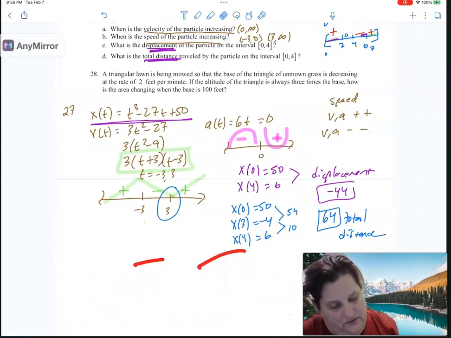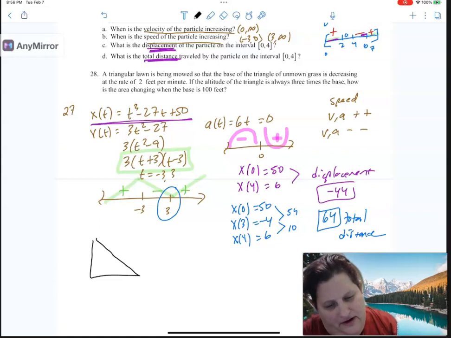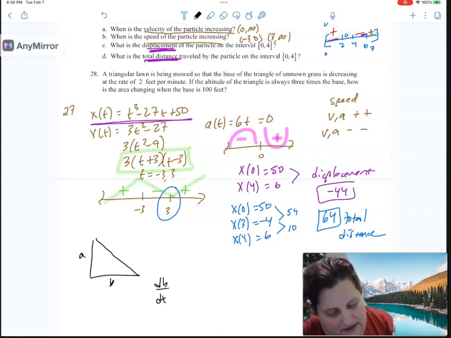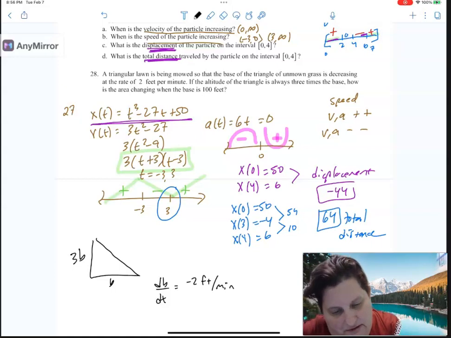Okay, and last question. Oof, let's see. A triangular lawn is being mowed, so the base of the triangle is decreasing. The base of the triangular lawn, okay. Let's call it altitude and base. So dB/dt is -2 feet per minute. The altitude is always 3 times the base. Okay, well that's better. So we'll just call altitude 3b. How is the area changing when the base is 100 feet?